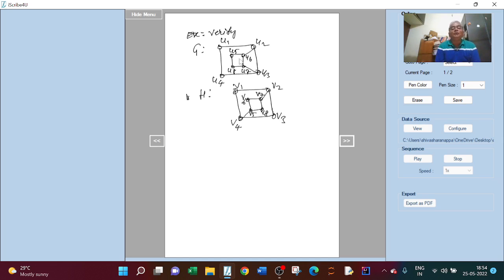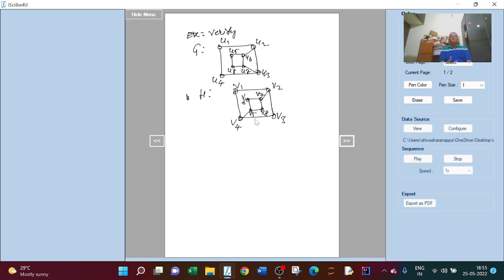If we go to the degrees of the vertices, here one vertex is of degree 2, and this is also degree 2. Four vertices are of degree 2 here, and here also 1, 2, 3, 4 vertices of degree 2. And the other four vertices are of degree 3 in each graph. Okay, degrees are also the same. But G is not isomorphic to H.